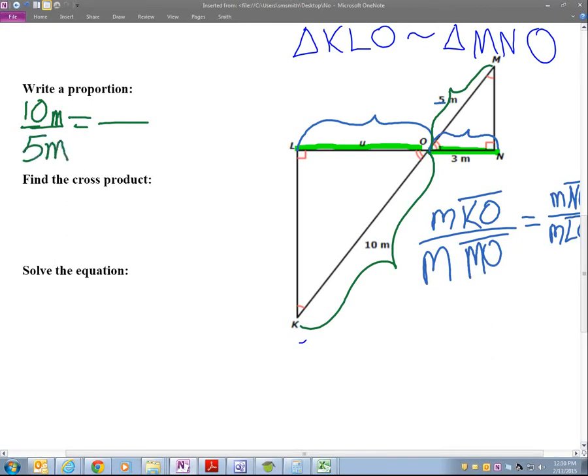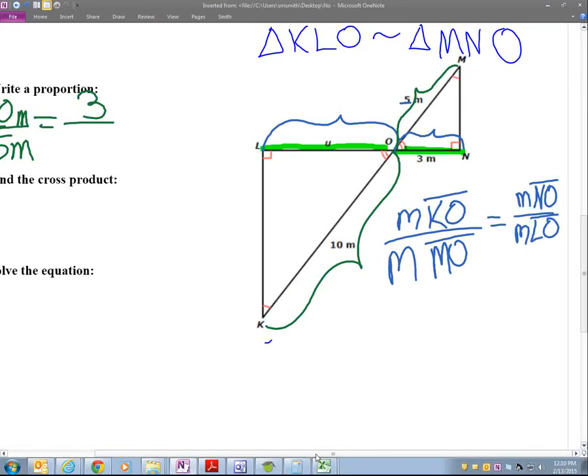Good. And then the measure of NO is what, Luke? Nobody owns is 3. NO. Did I have that backwards? NO is proportionate to LO.